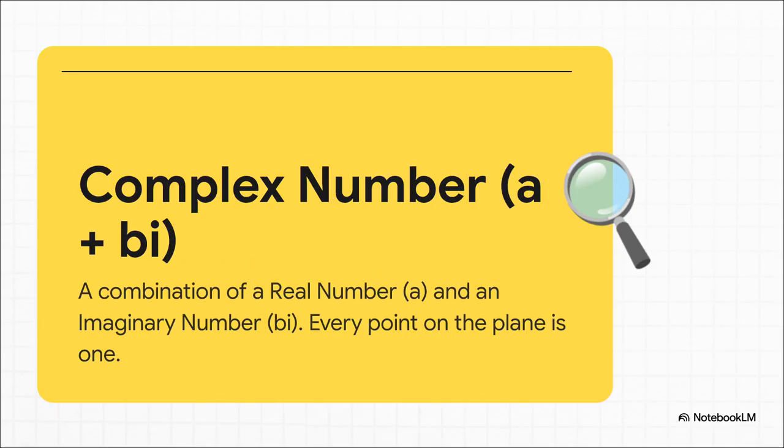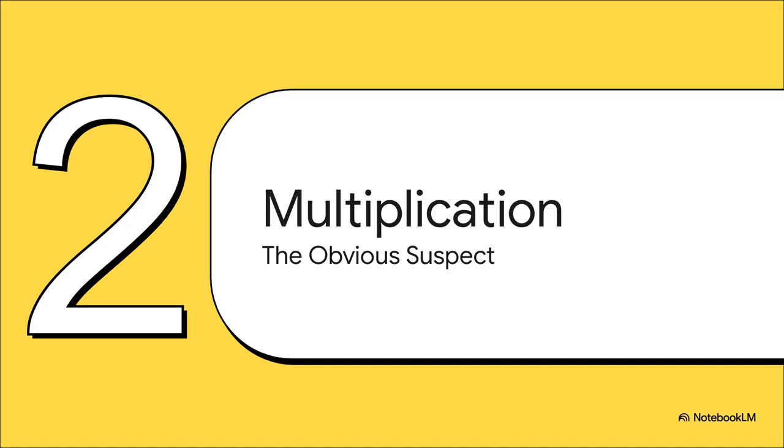And when you take a regular old real number, let's call it a, and you mix it with an imaginary number, bi, boom, you get a complex number. Think of that a plus bi format as the unique address for every single point on that plane we were just looking at. Okay, so how do you actually multiply these things?